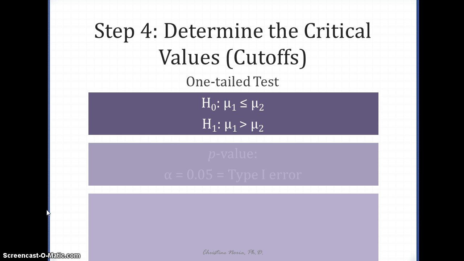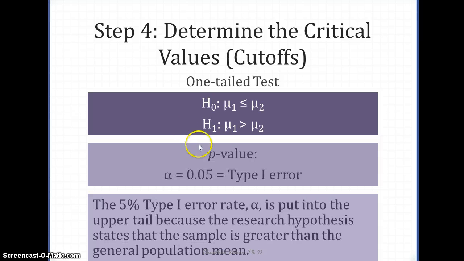In this case, because we have a one-tailed test, we notice that our null hypothesis is that our students are lower than the general population, and our research hypothesis is that they do better. They have a greater working memory capacity. And again, that null hypothesis has the equal sign. Now our alpha, our type 1 error rate, is 5%, or 0.05. Because this is a one-tailed test, we put that entire 5% type 1 error rate into the upper tail, because that's where the research hypothesis states that the sample is greater than the general population mean.